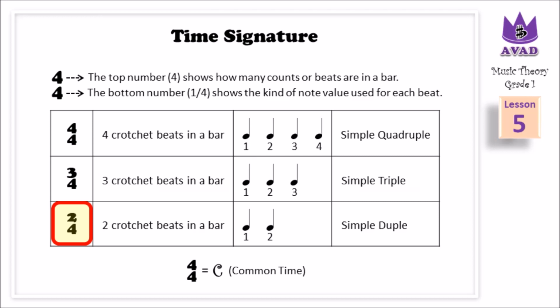Time signature 2-4 means there are 2 crotchet beats in a bar. 1 crotchet, 2 crotchet. 2 crotchet beats in a bar. It's also known as simple duple.